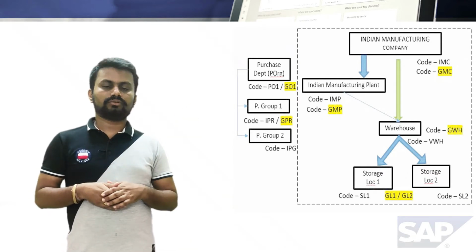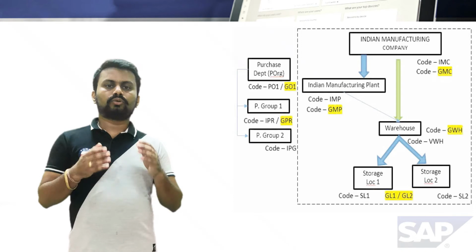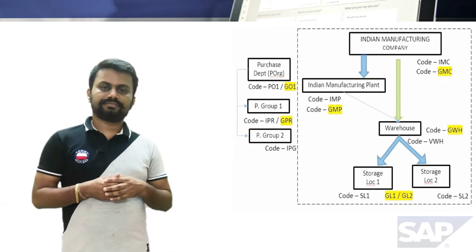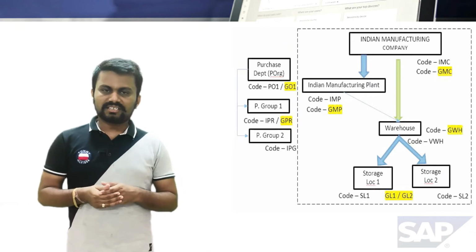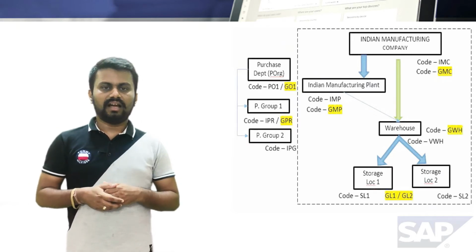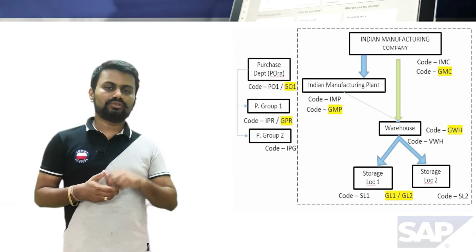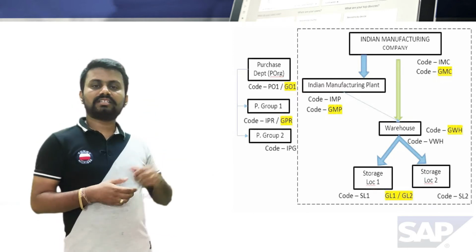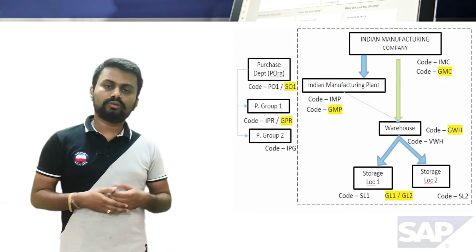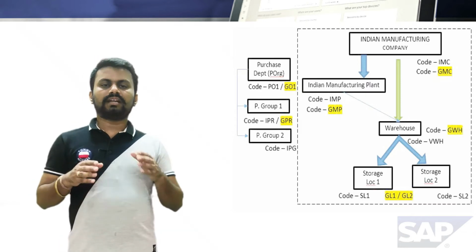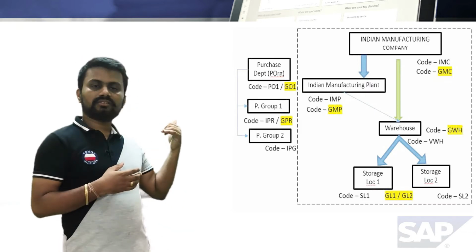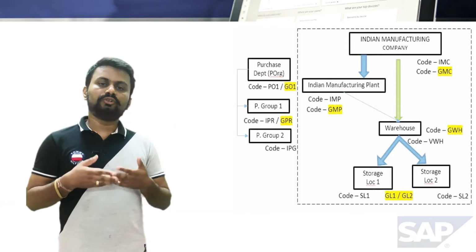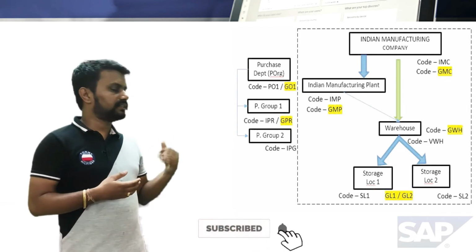We will define a warehouse. Since in the last exercise the code was VWH, here we are going to define GWH. In our last exercise the organization had two storage locations, and here also we are going to define two storage locations with names GL1 and GL2. We had a purchasing organization named PO1. Here we are going to define it with the code GO1. We had a purchasing group inside this purchasing organization named IPR. And here also we are going to define a new purchasing group with the code GPR.